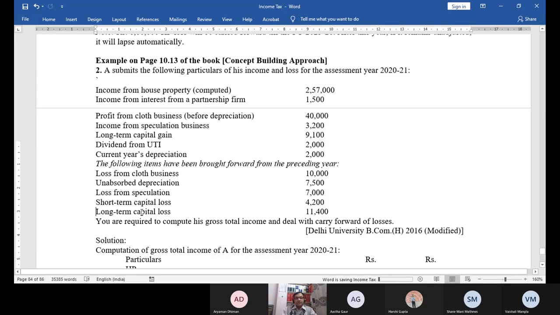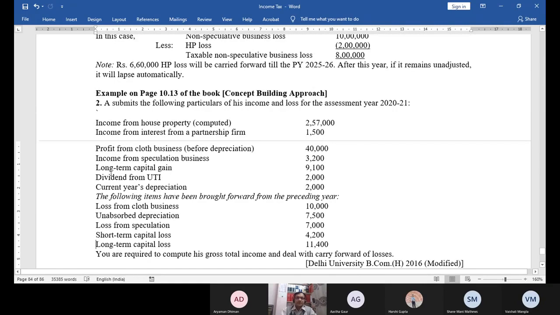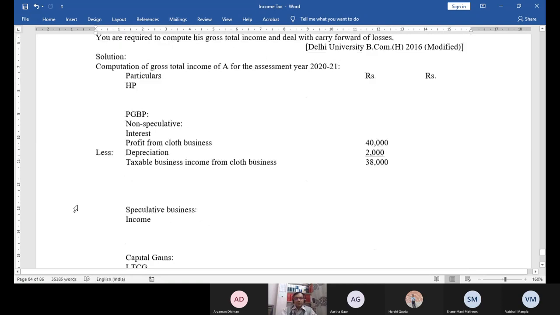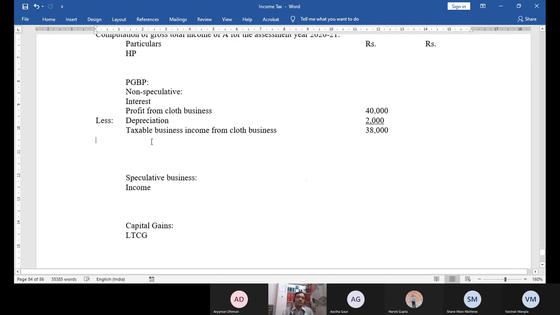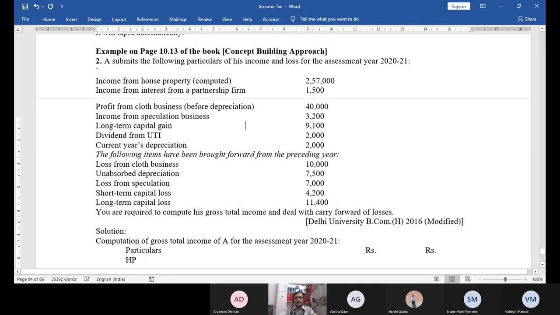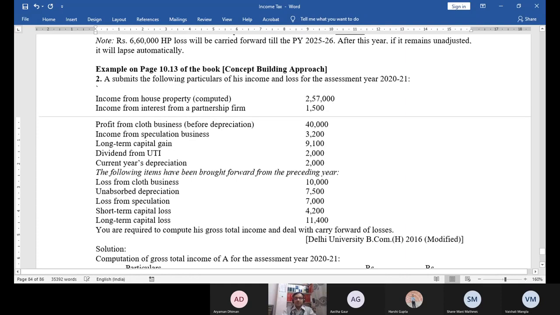Then current year depreciation. Now all current years are fulfilled, and now let us start adjustment of set off and carry forward. Loss from cloth business deducted. Now this is my first adjustment of set off and carry forward. Less brought forward loss in cloth business. How much is the brought forward loss? 10,000 rupees deducted. So I applied my carry forward concept for the first time.